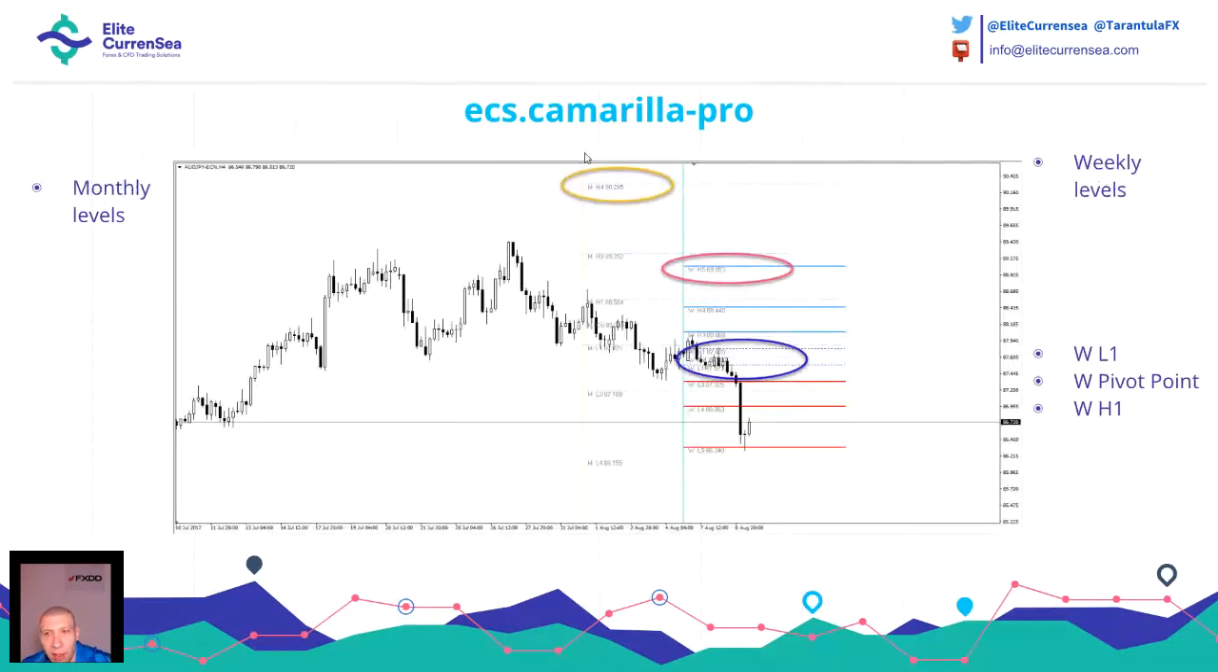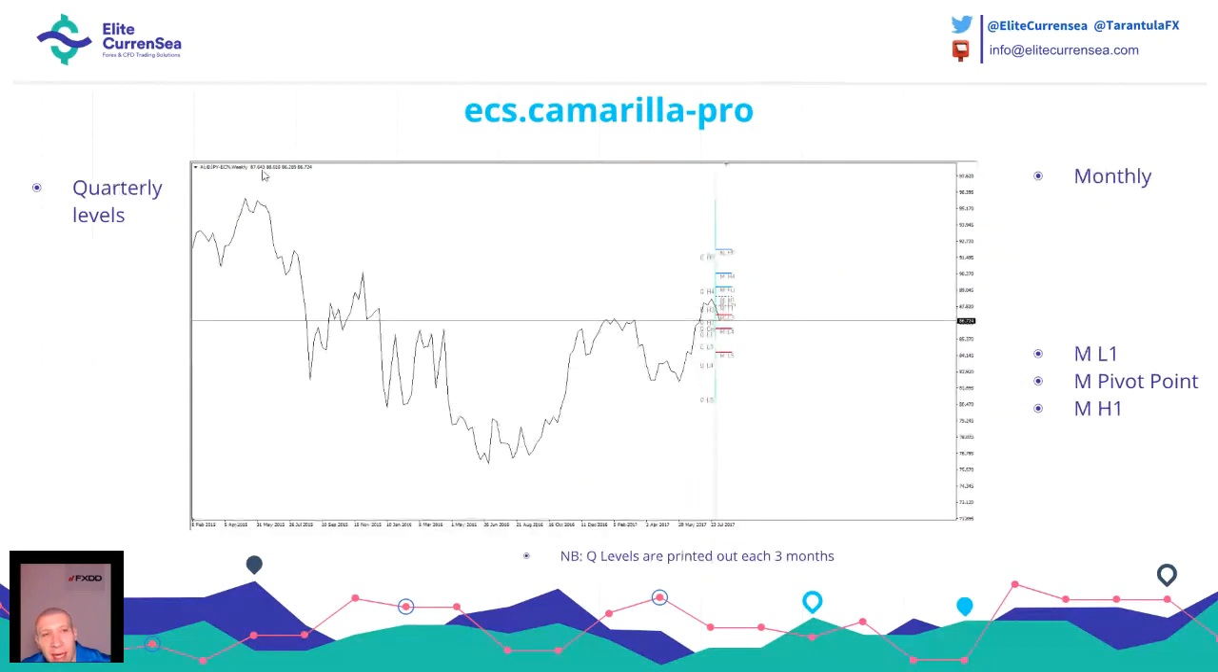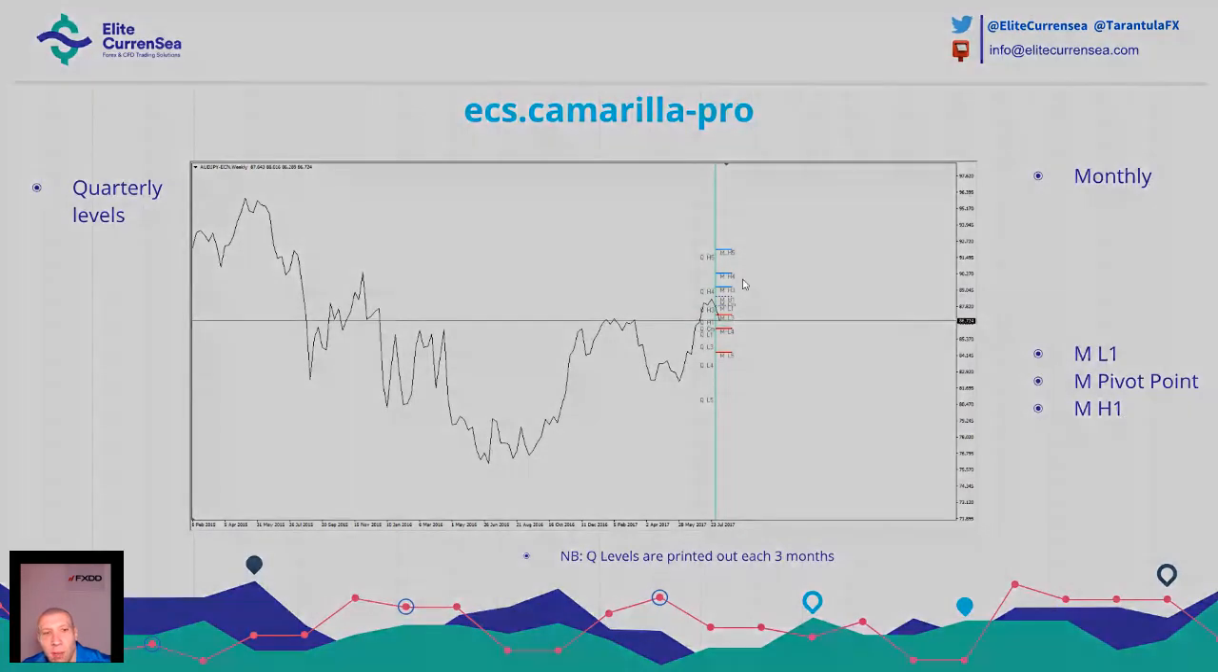Monthly levels are also clearly shown on 4 hour time frame. So you can see it shows monthly levels. It also shows weekly levels, and also, as I explained, L1 and H1 levels. The same thing applies to weekly chart. Whenever the price is between L1 and H1, it means that the market is ranging. And finally, on weekly time frame, it shows quarterly levels, monthly levels, and of course monthly L1 and H1 and pivot point. Same thing, if the price is in between L1 and H1, it is in a ranging mode.